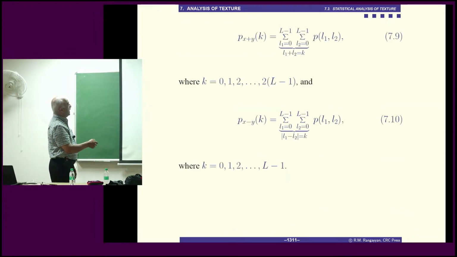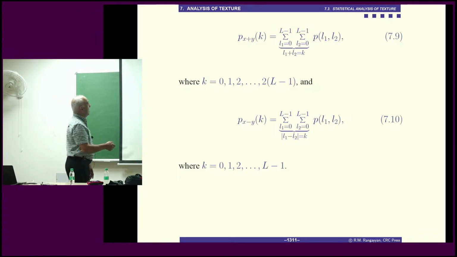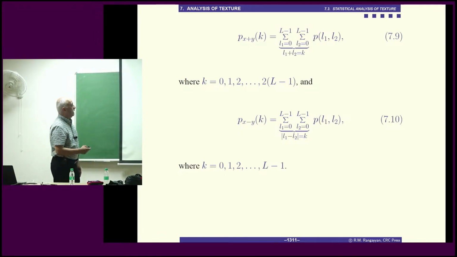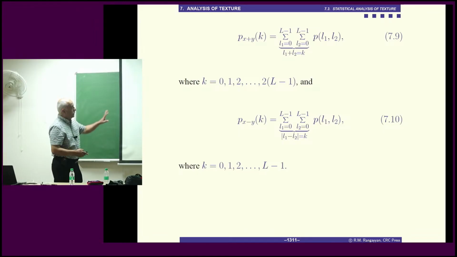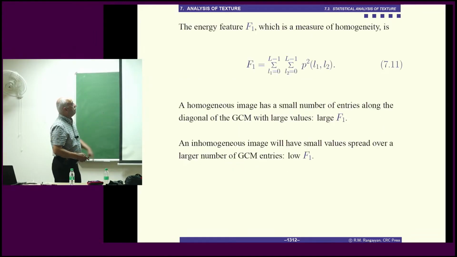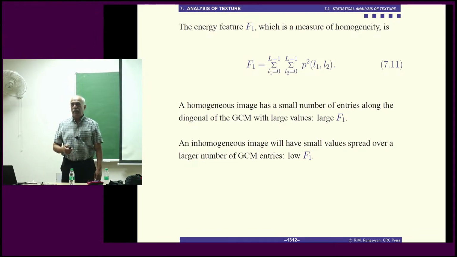And then Px plus Y, K. Add the two, P(L1, L2), with L1 and L2 going from 0 to L minus 1, the whole range, but L1 plus L2 must be equal to K. Then that is called P x plus y, K. There's only one index now. And similarly, x minus y, where L1 minus L2 must be equal to K in magnitude. The sum of all these probabilities for all L1, L2 with that condition. So these were computed from the given GCM, and then a few measures were defined.